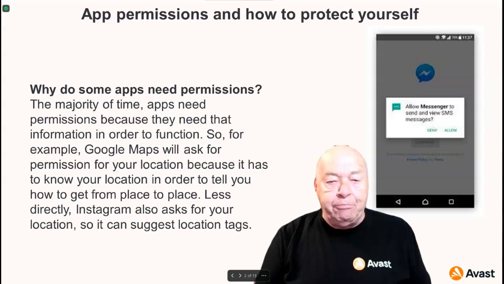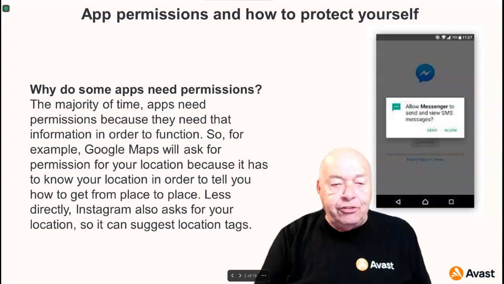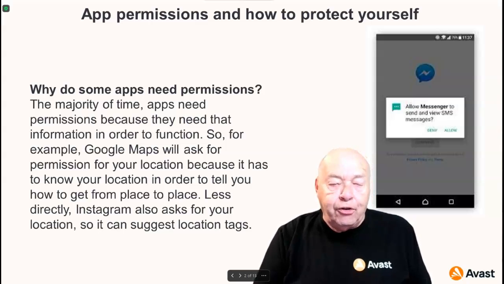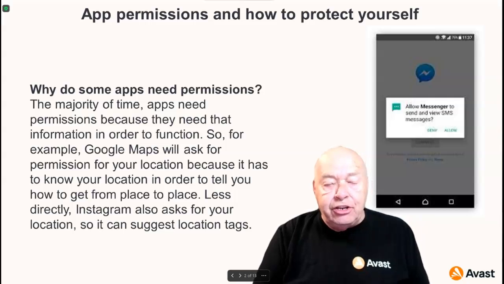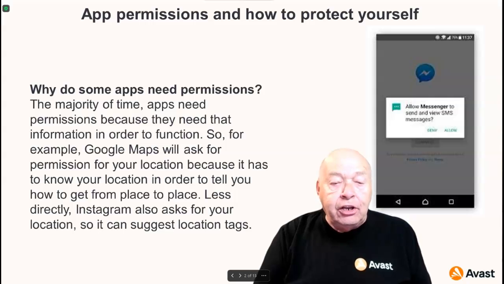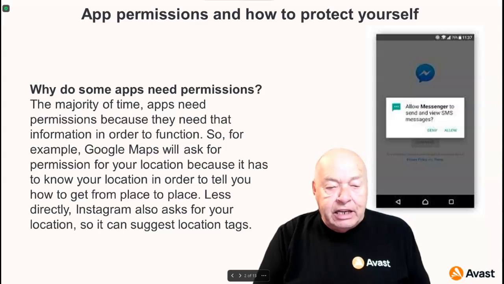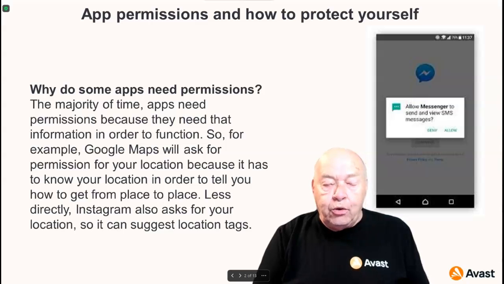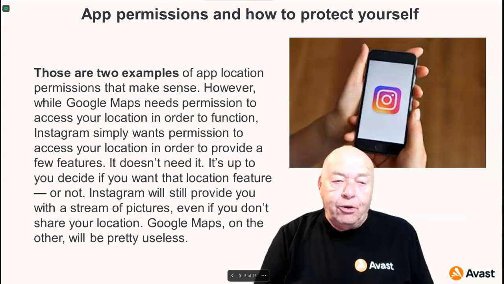So why do some apps need permissions? The majority of time, apps need permissions because they need that information in order to function. For example, Google Maps will ask for permission to your location because it has to know your location in order to tell you how to get from place to place. Less directly, Instagram also asks for your location so it can suggest location tags. But those are just two examples of application permissions that make sense.